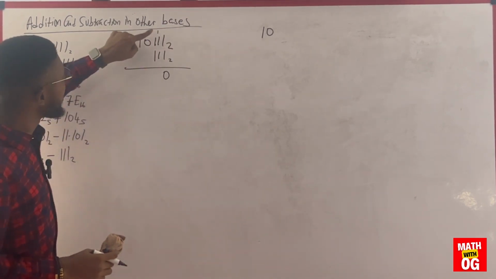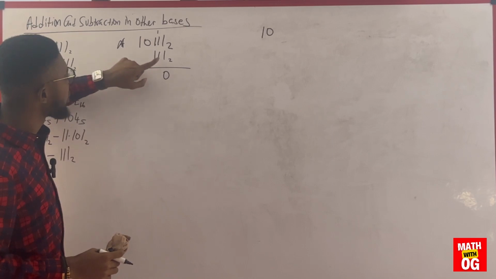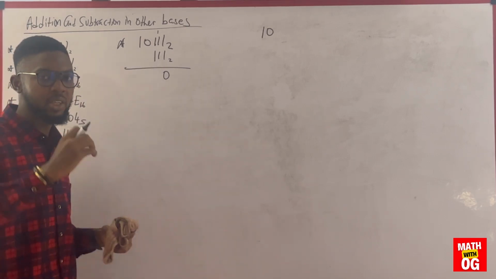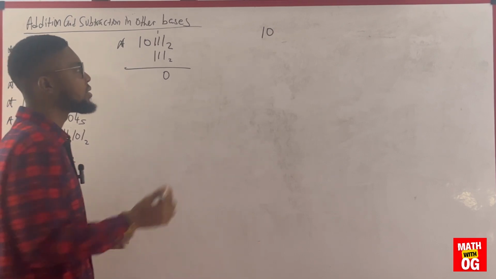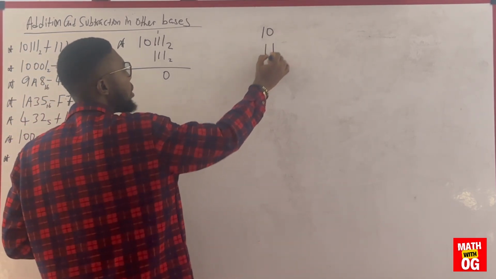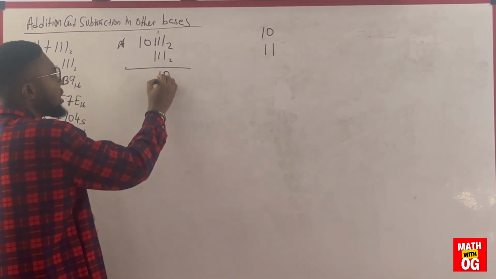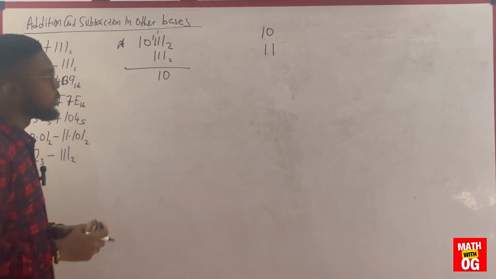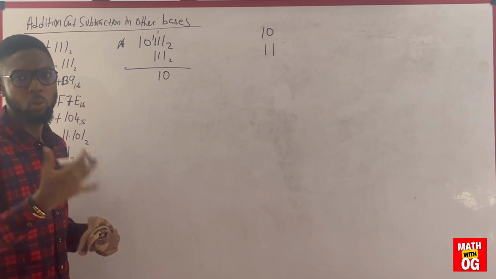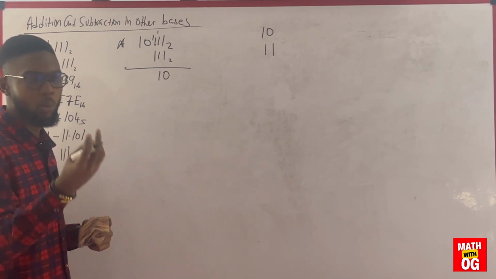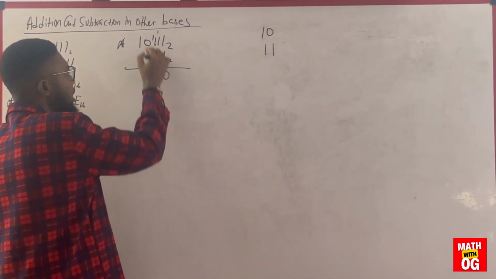Now we can go again. 1 plus 1 is 2. 2 plus 1 is 3. 3 in base 10, but we are working in base 2. Now what is 3 in base 2? 3 in base 2 is 11, so we put down that 1 and carry 1. We go again. 1 plus 1 is 2. 2 plus 1 is 3. What is 3 in base 2? 11. So we'll put down 1 and carry 1.